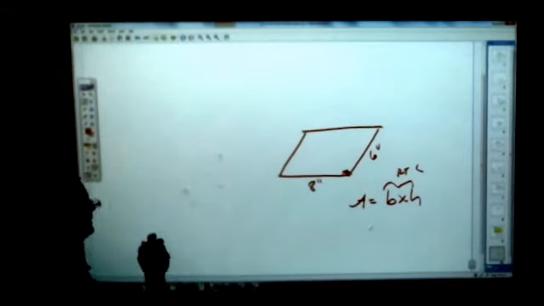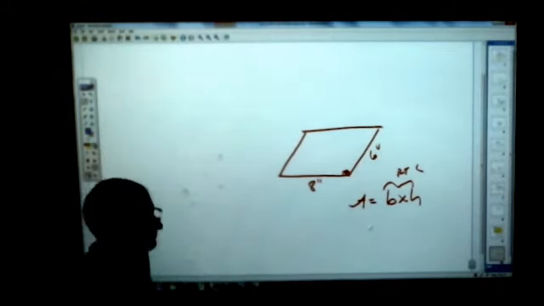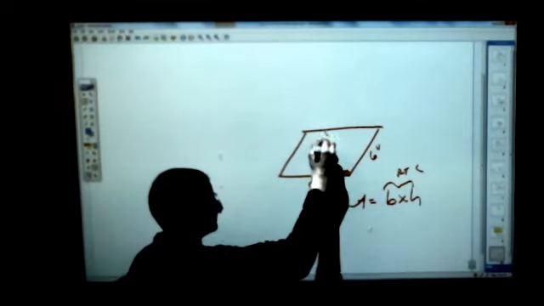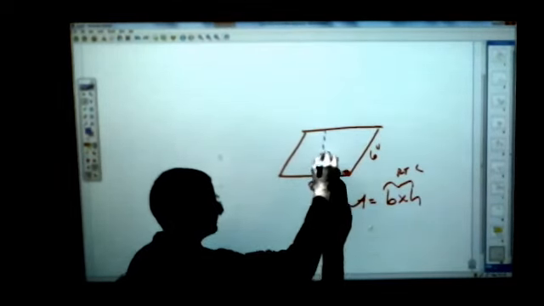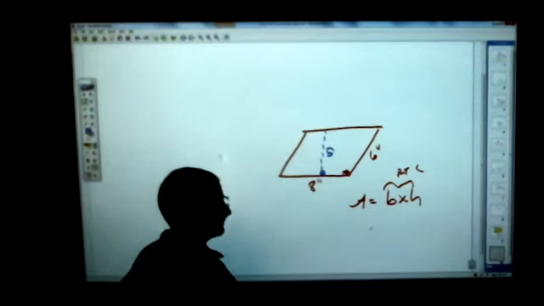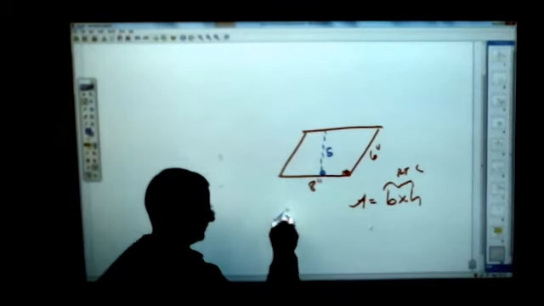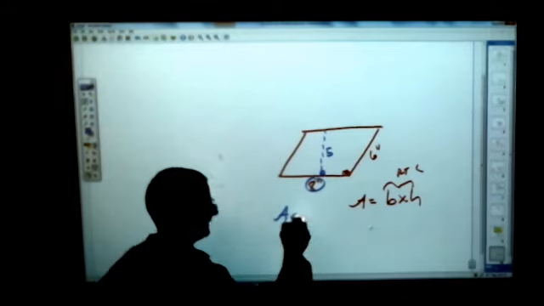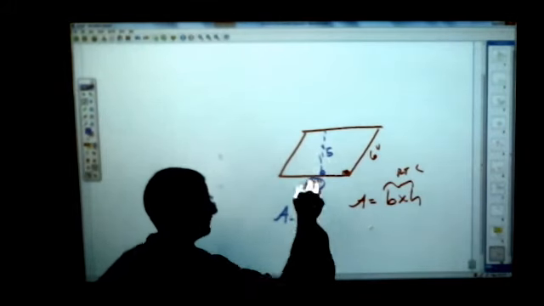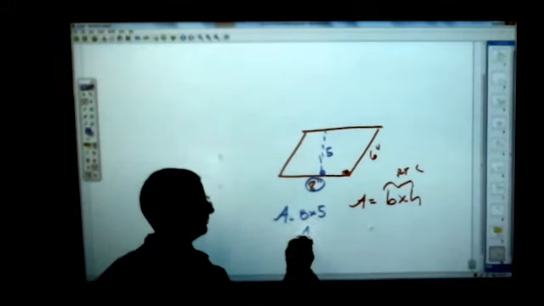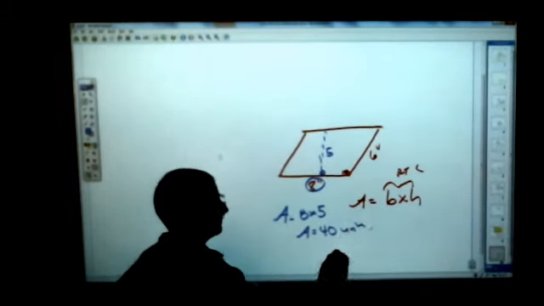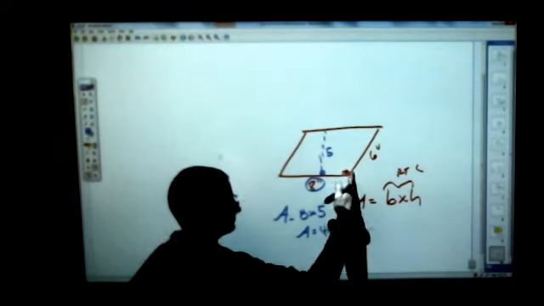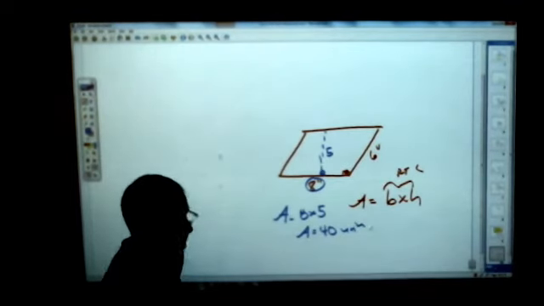You will have to be given one more dimension, and the book a lot of times will put a dashed line like this, and they'll give you a little square corner, and they'll say this is actually 5 inches. Now, what is the area? You would multiply the 8, which is the base, times the 5, which is the height, and the area would be 40 units squared. You are not allowed to use this because it does not make a right angle.